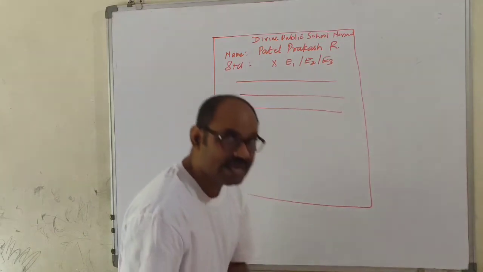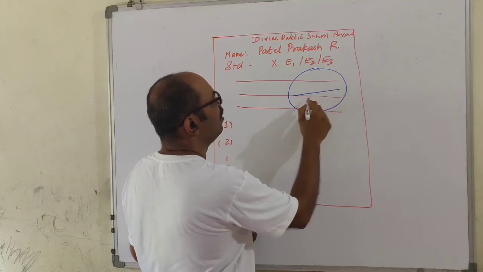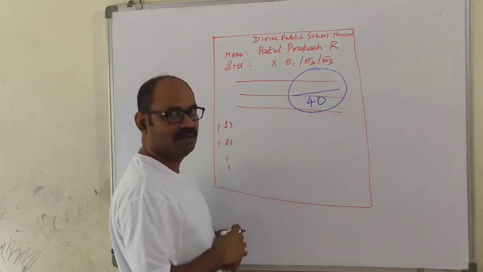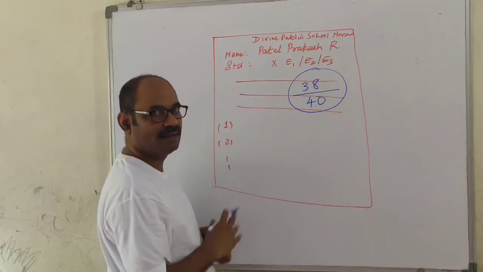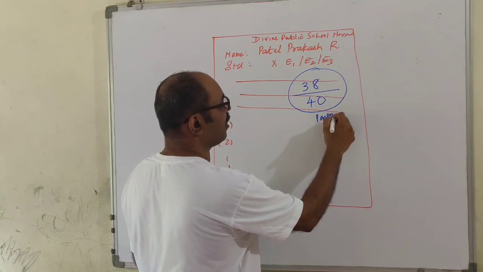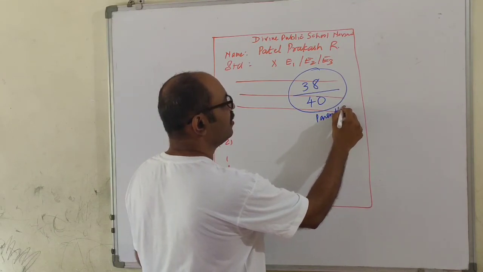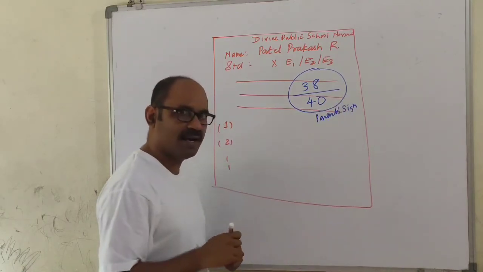Once the paper is corrected, say suppose it is a 40 marks paper. So here you write out of 40. Say suppose you scored 38. So write 38. That's it. And here parents' signature is required. Don't write the words 'parents' signature'; the parents have to actually sign there.